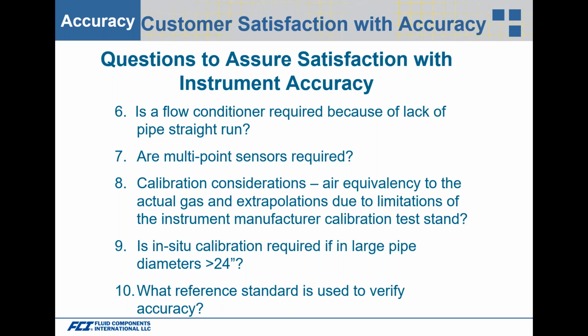I mean, if you have less than 10 pipe diameters or 15 pipe diameters, you're going to want to look at a flow conditioner probably in order to condition the flow profile. And we'll get into that a little bit later. And are multi-point sensors required? Sometimes you can use multi-point sensors. You can use many flow elements going back to one transmitter and they're averaged for flow output.